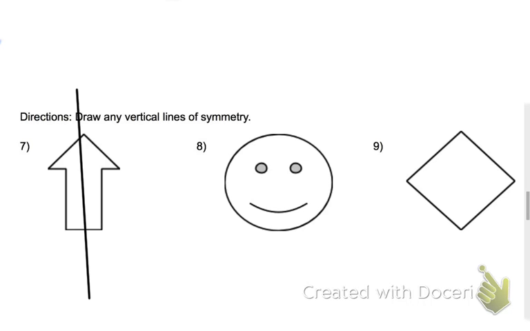Again, number 8, I'm going to draw a line right down the center of the smiley face. That would be our line of symmetry. If I folded that smiley face right across that line, fold it in half, that would be my line of symmetry. And the last one, this diamond. Again, if I draw a straight line right down, I would be able to fold that figure right in half.